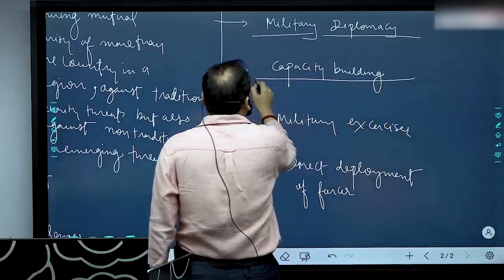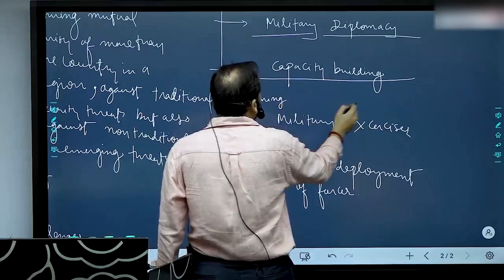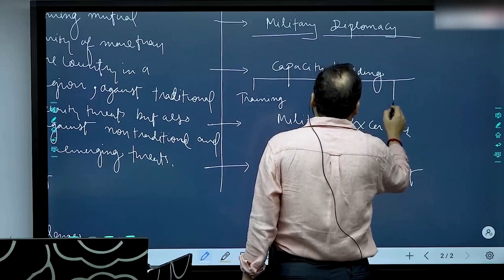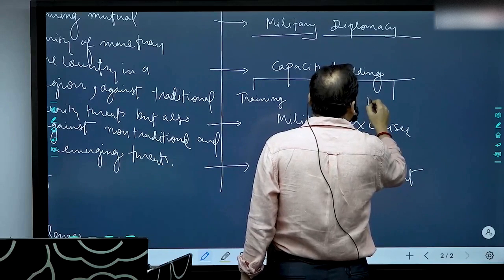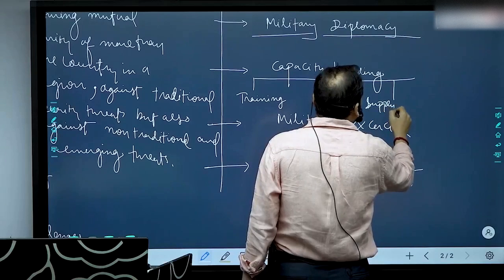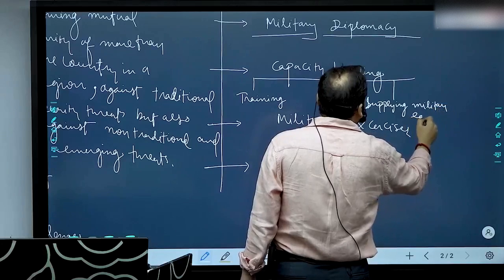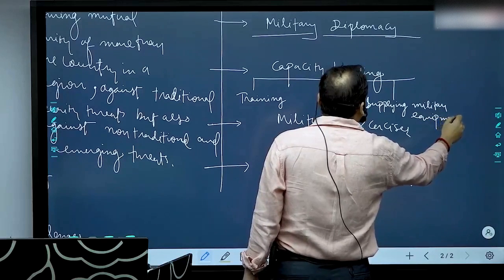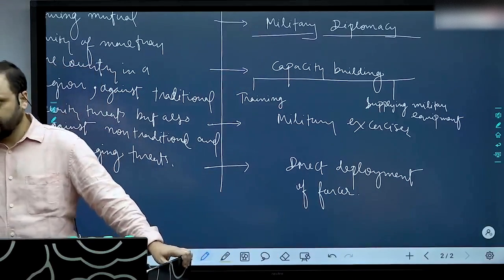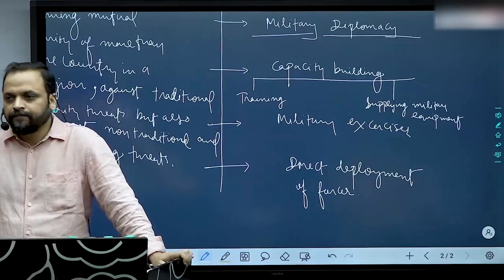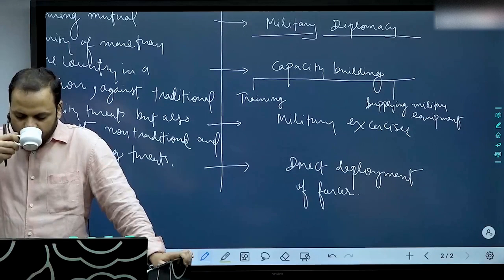Capacity building can take the role of training, and it can take the role of supplying military or defense equipment. This is what it would mean, right? Either you train others or you provide them equipment. Do we have any examples from whatever we have done so far?